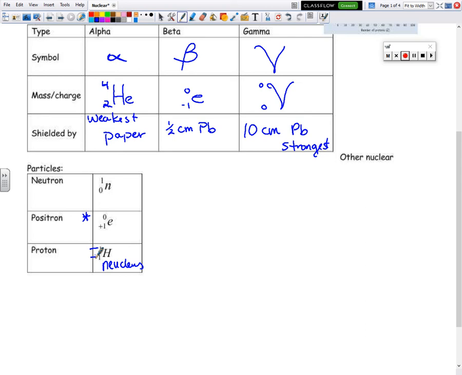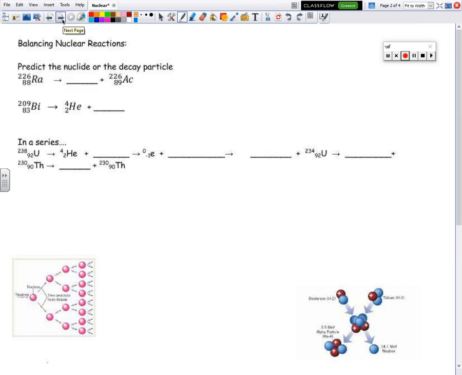Okay, let's talk about decay series or nuclear reactions. We write nuclear reactions, and sometimes you're going to be expected to predict what's called a nuclide. A nuclide is the element that comes out of a nuclear decay particle, or maybe is participating in it. Sometimes you'll be asked to predict the type of radiation.